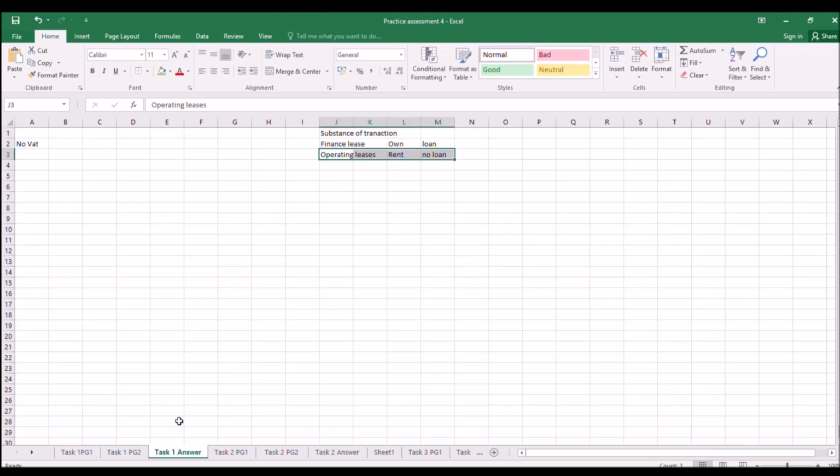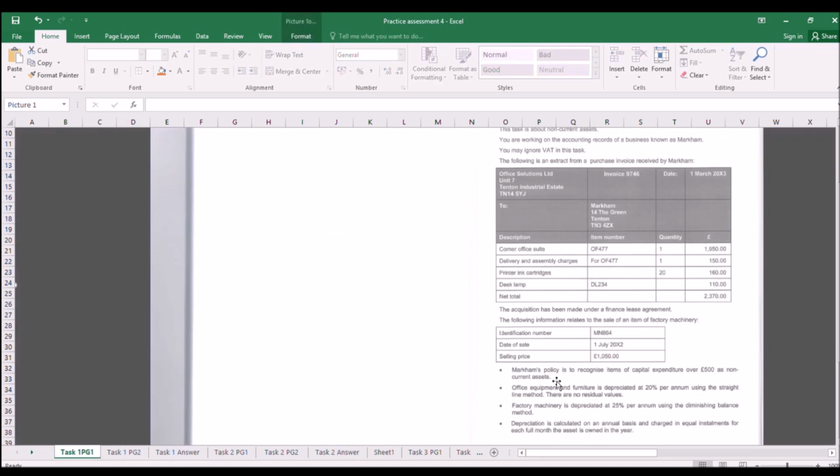Right, okay, so let's start writing some things down now. So the furniture is going to cost 2,100, and we're going 20% straight line. Okay. And the factory machinery is depreciated at 25% per annum using diminishing balance. Okay, so factory machinery is at 25%.